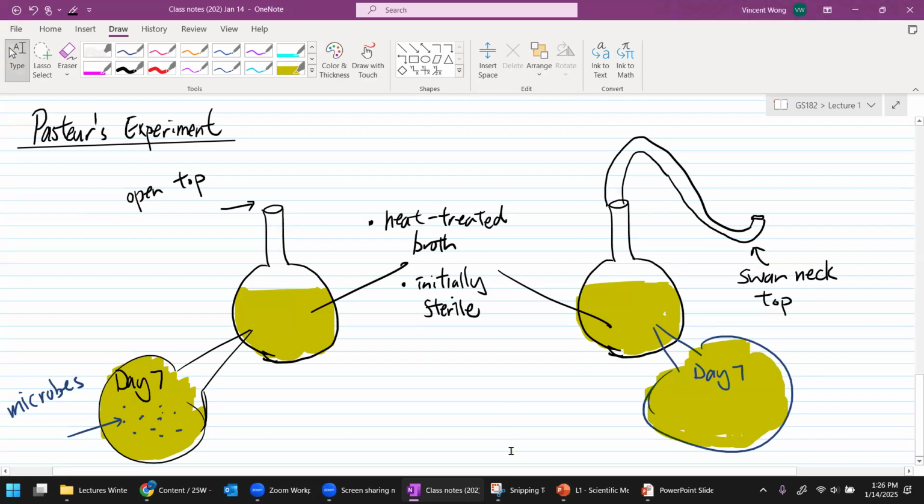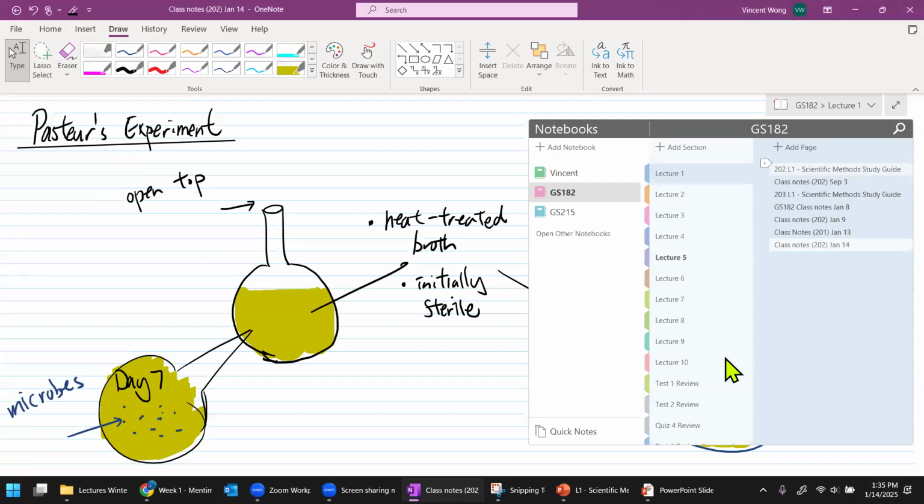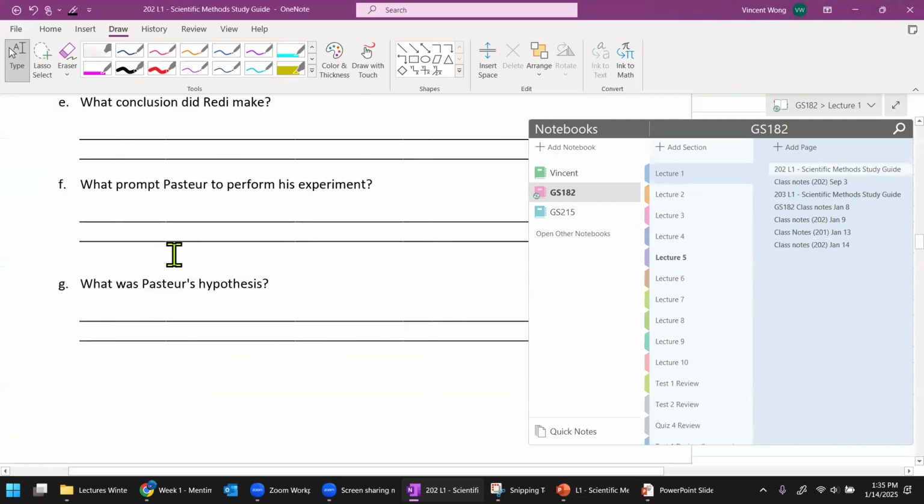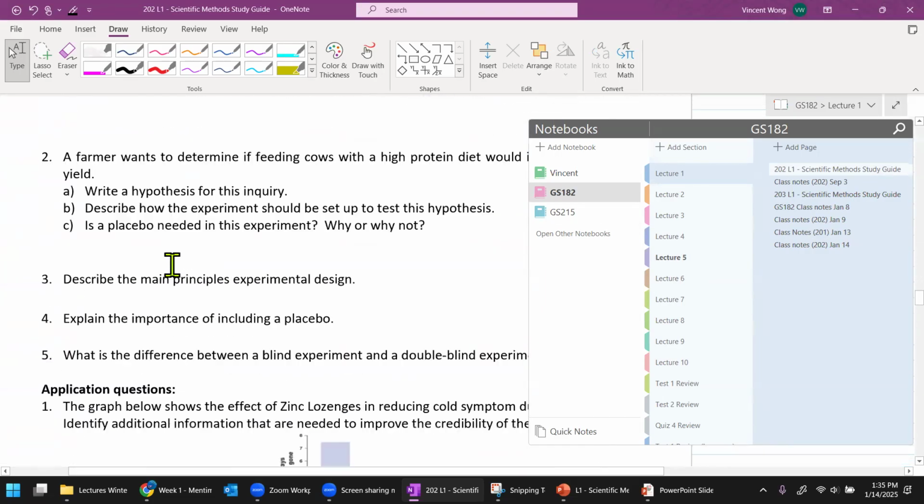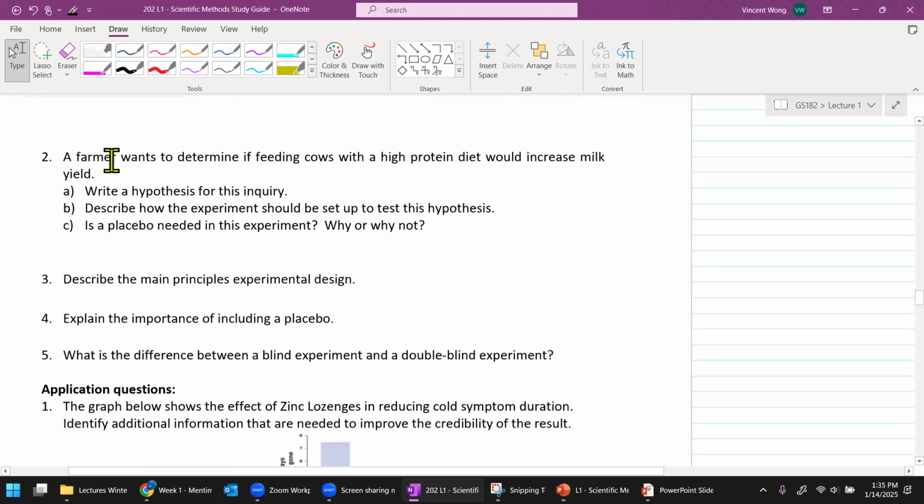All right. I think we can take a break now. But before you go, I want to show you this. So let's take a look at one of these questions. It's also in the study guide. You don't have to look for it. You can just read it off the screen. A farmer wants to determine if feeding cows with a high protein diet would increase milk yield.